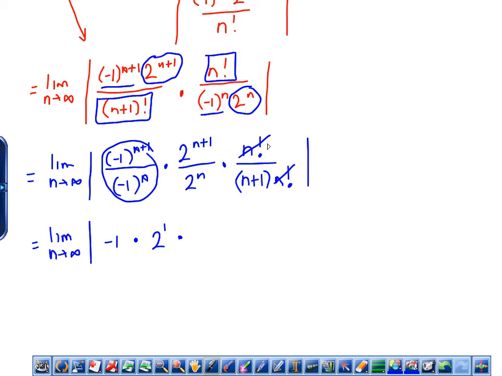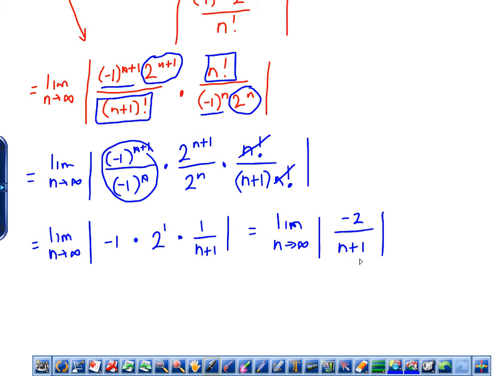All right, and I've already gone over on the first page how to do this. So this is 1 over n plus 1. All right, so this is going to simplify quite nicely to the limit as n approaches infinity of the absolute value of negative 2 over n plus 1. I've just simplified all of that. Again, I think some of you are not going to have to write out everything every time, and we'll get there as we go along.